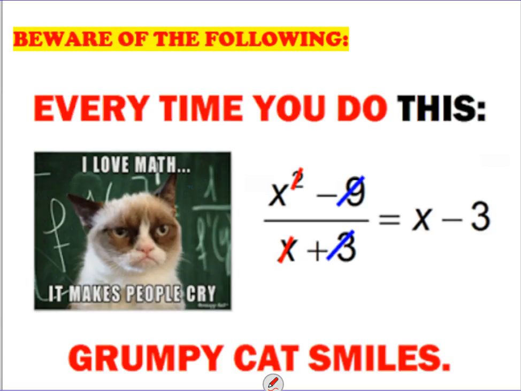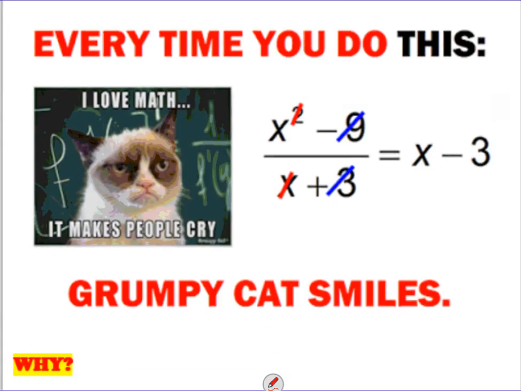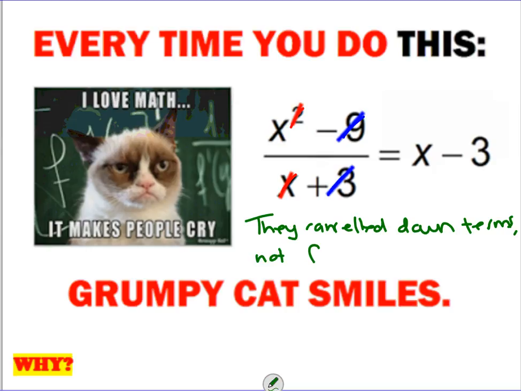Okay, one more I think. So every time you do this, Grumpy Cat smiles. So let's see what error has happened here. The error seems to be more so in the cancelling down. So what did they do? The error was they cancelled down terms and not factors. For example, they cancelled down x and x squared, and then they cancelled down 3 and 9. So they cancelled down terms, not factors.